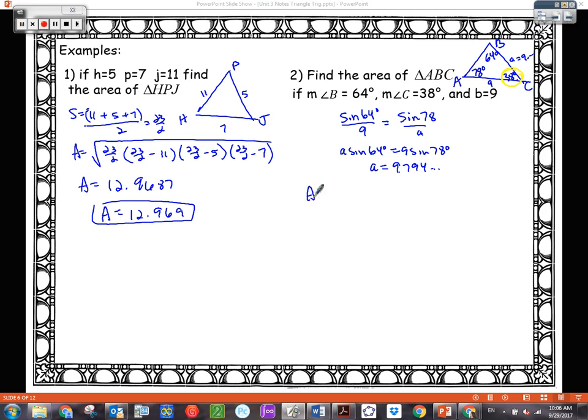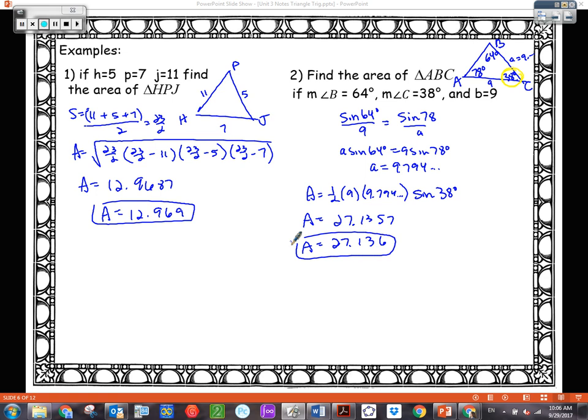Okay, so the area is going to be half. I'm using these side measures with their included angle. So half times 9 times 9.794, all of those decimals, times sine of 38 degrees. We put that in our calculator, and we need to make sure we're in degree mode. And we get 27.1357, or rounding, 27.136. And again, they didn't give us any units, so we wouldn't put units squared. There's no need to do that.